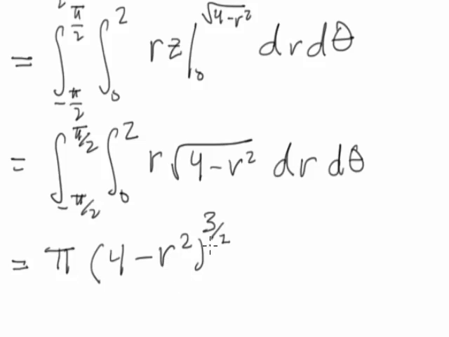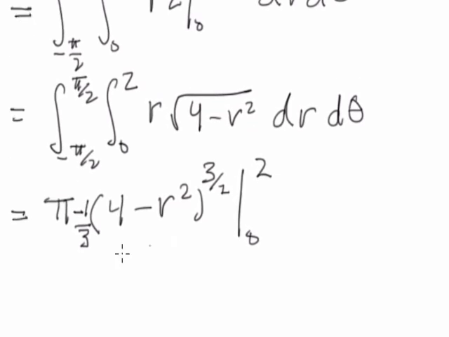So when we take the derivative of this, we get the 3 halves down front, and then when we take the derivative of the inside, we get a minus 2r. So in the end, we're off by a minus 1/3. All right, and then we have to evaluate this from 0 to 2.